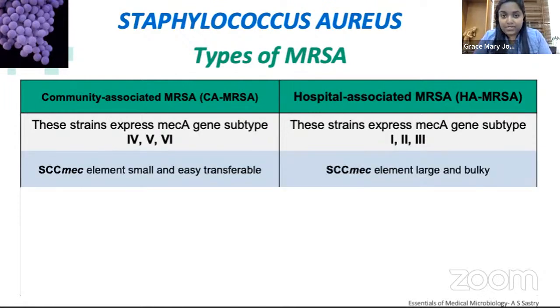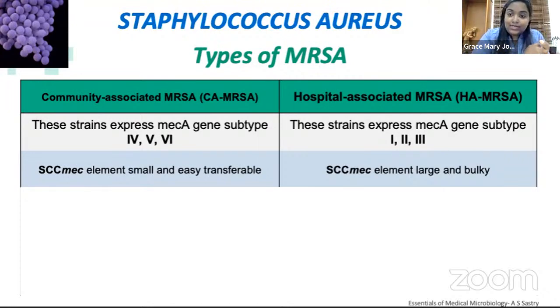Okay, those are the subtypes. And there is something called the Staphylococcal cassette chromosome, that is SCC. This is just like a cassette. Think of a cassette which has a lot of songs, right? We have seen cassettes with a lot of songs in our childhood. Like that, this SCC MEK has a lot of genes that confer resistance to various drugs.